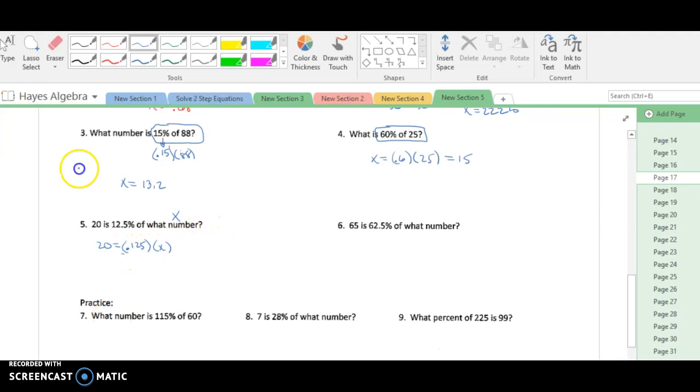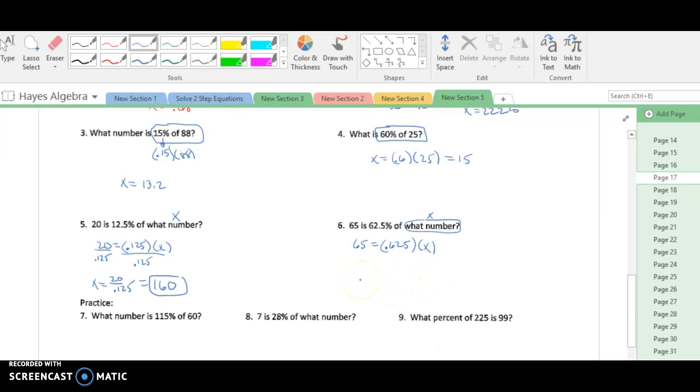Now, how do I solve for x? I'm going to divide by that 0.125. And you would get x is 20 divided by 0.125, and that is 160. Okay, so again, you're just setting up an equation to determine if you're going to multiply or divide. So here, 65 means equals 62.5%, so 0.625, of means multiplication. What number? If I don't know this, I'm going to use x.